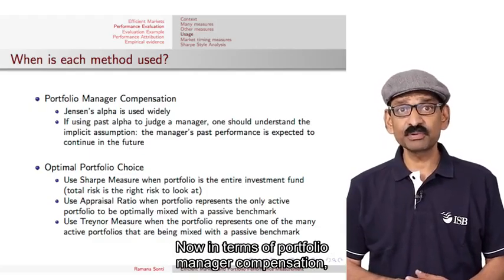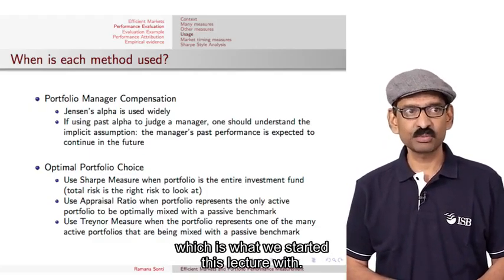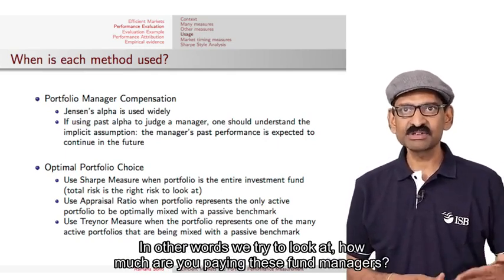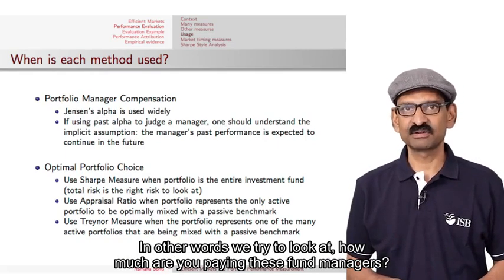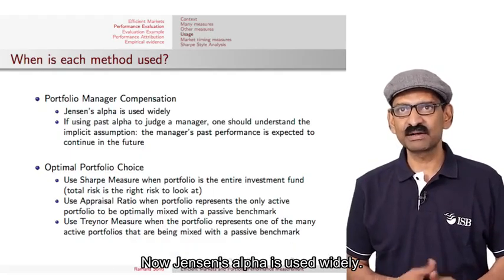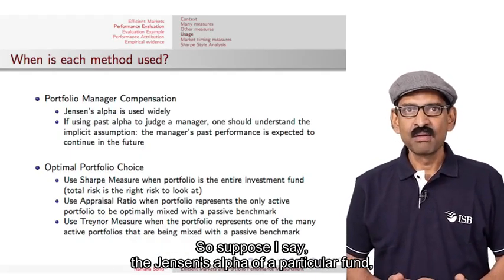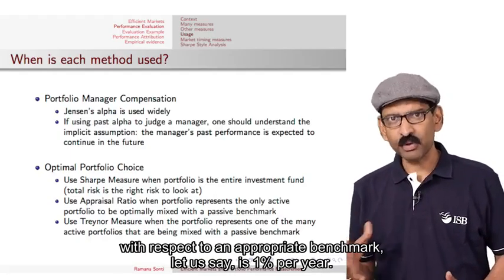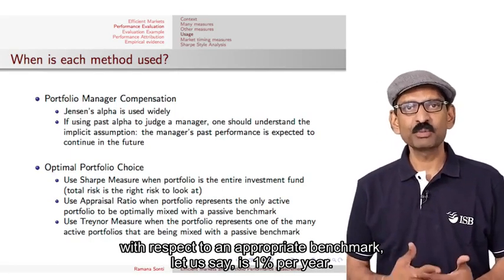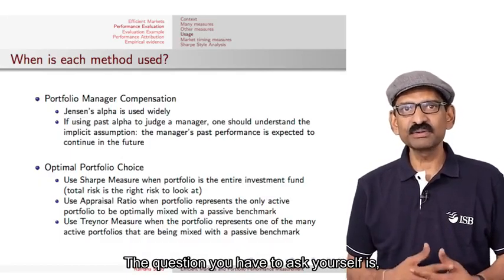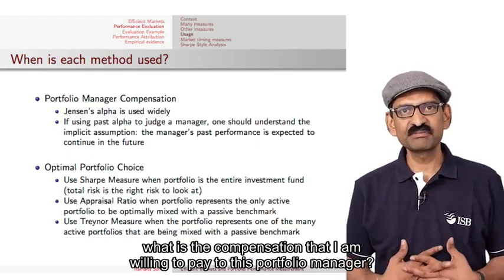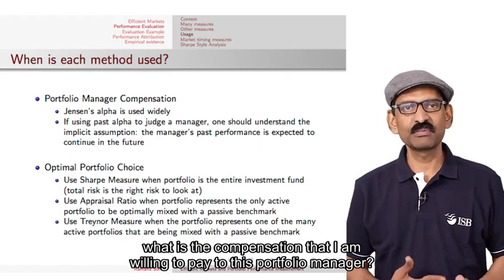Now in terms of portfolio manager compensation, which is what we started this lecture with, in other words, we tried to look at how much we are paying these fund managers. Now Jensen's alpha is used widely. So suppose I say the Jensen's alpha of a particular fund with respect to an appropriate benchmark, let us say, is 1% per year. The question you have to ask yourself is, what is the compensation I am willing to pay to this portfolio manager?